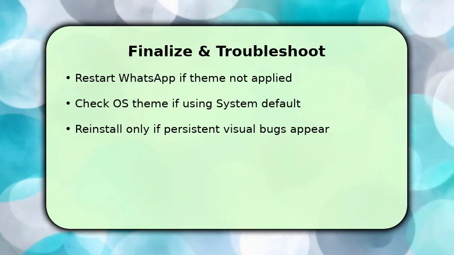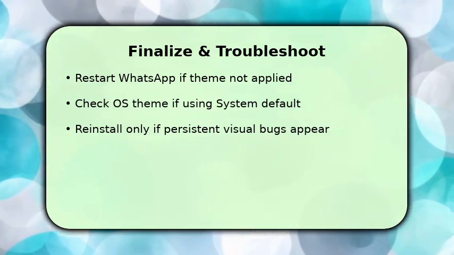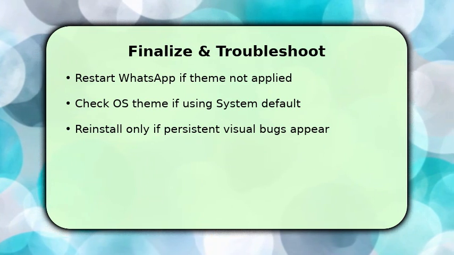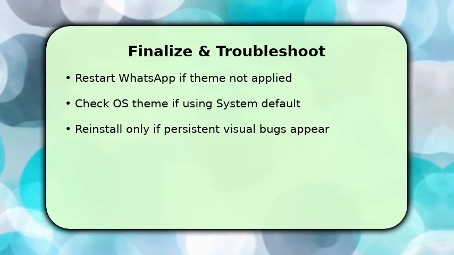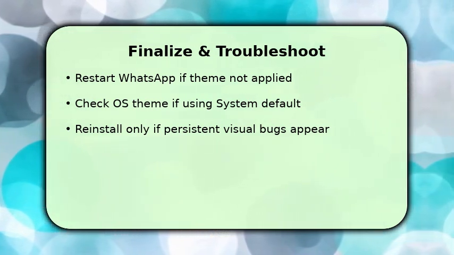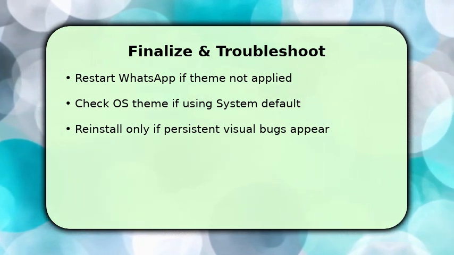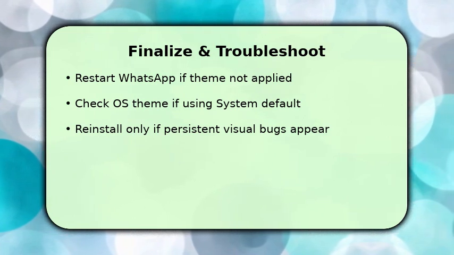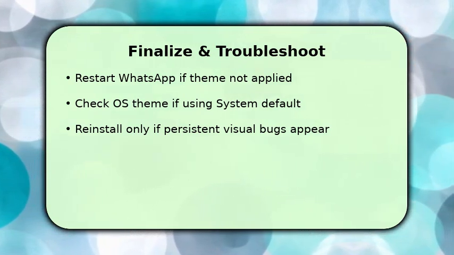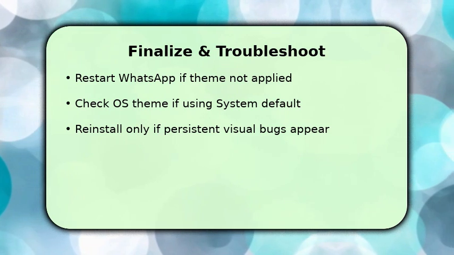Finalize by checking multiple screens, chats, settings, and notifications. If dark mode didn't apply, force close and reopen the app. That often triggers the change. Make sure your phone's system theme isn't overriding app settings if you selected System Default. If you still see mixed colors, clear app cache or reinstall WhatsApp as a last resort.